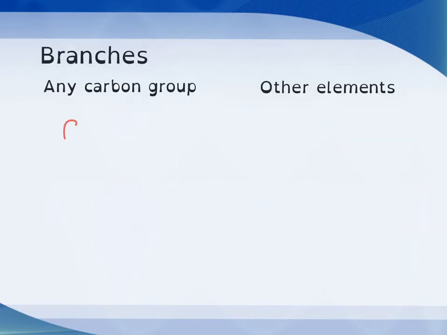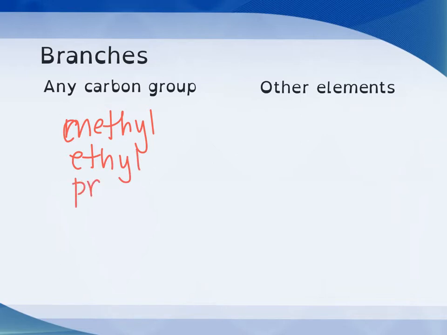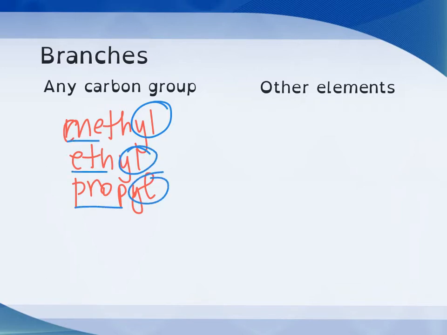Branches can be carbon groups, so you might see a methyl, you might see an ethyl, or you might see a propyl. You can see any of the root names. You add a YL ending to indicate that it is a branch, and then the root is telling you how many carbons. So that graphic where we had the root names will be really important. So this is telling me I have a 1-carbon branch, I have a 2-carbon branch, I have a 3-carbon branch.